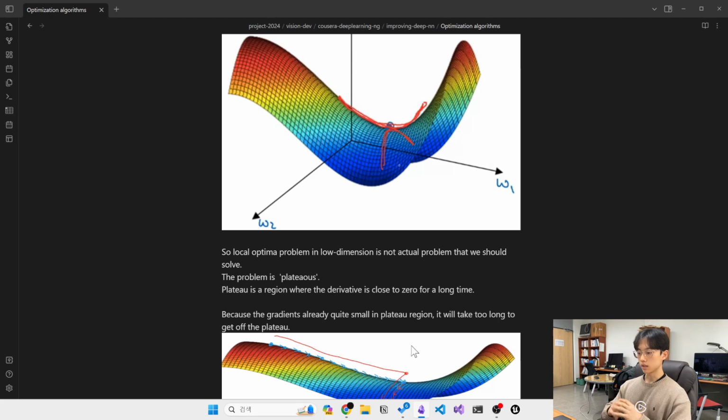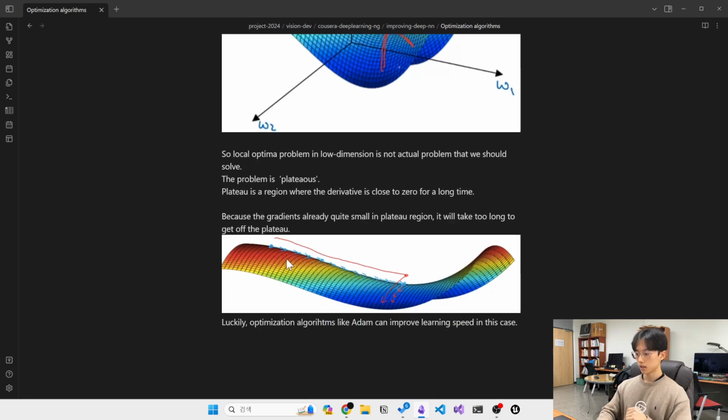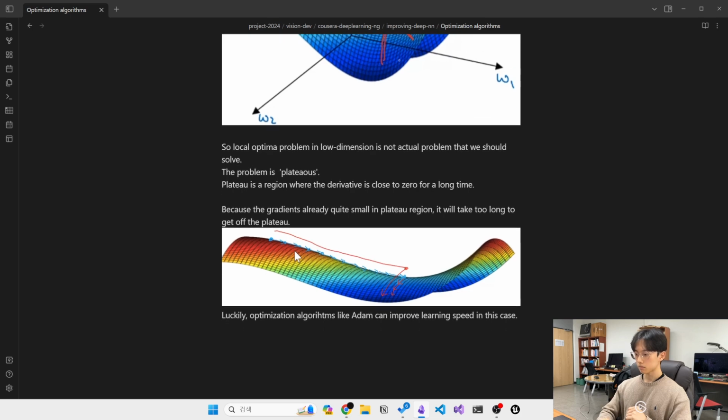This region is where the derivative is close to zero for a long time. Like this, the gradient is already quite small, so it will change very slowly. So maybe it takes too long to get off this plateau region. Luckily, an optimization algorithm like Adam can improve the learning speed in this case.